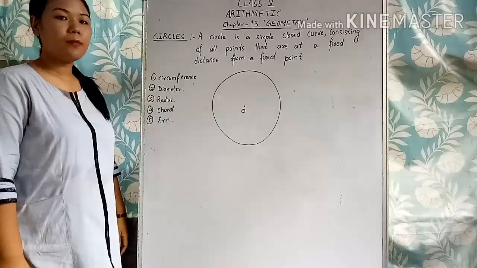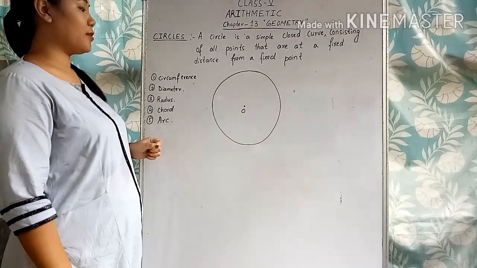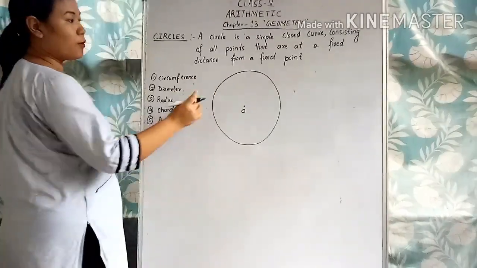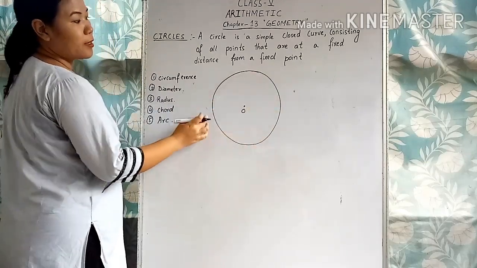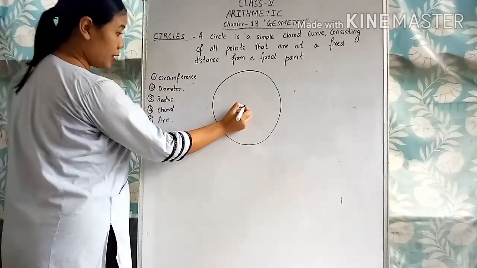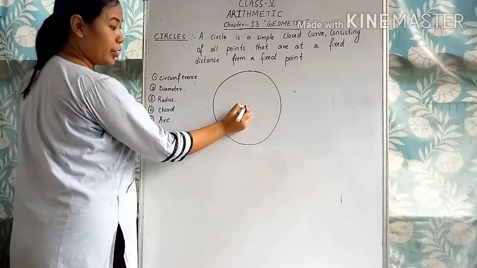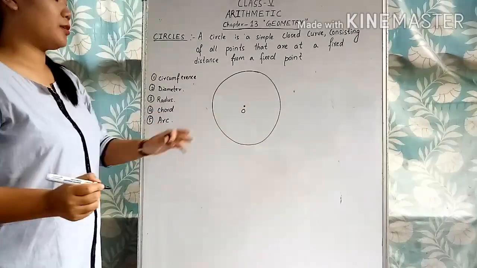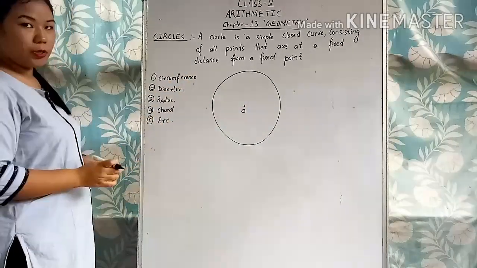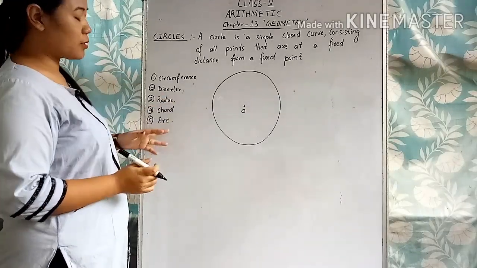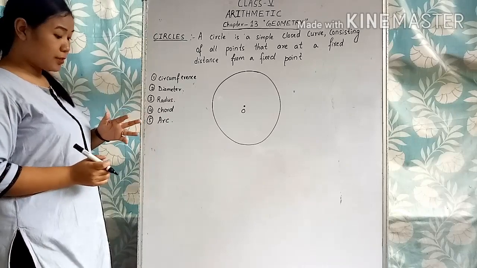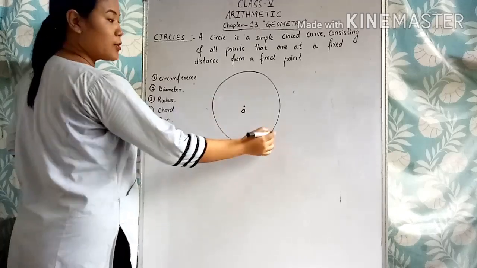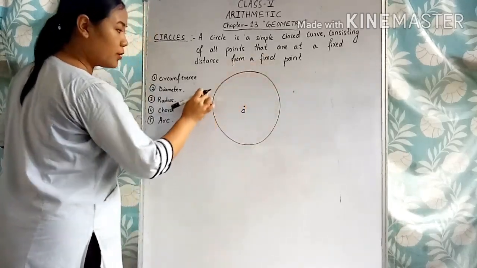Clear? Now let us understand what is a circle. Now a circle is a simple closed curve. It consists of all points that are at a fixed distance from a fixed point. Now in the circle there is a fixed point at the center. So this point O is the center of the circle. Now there are some terms that you need to understand related to circle. First is circumference. It is the distance around the circle.